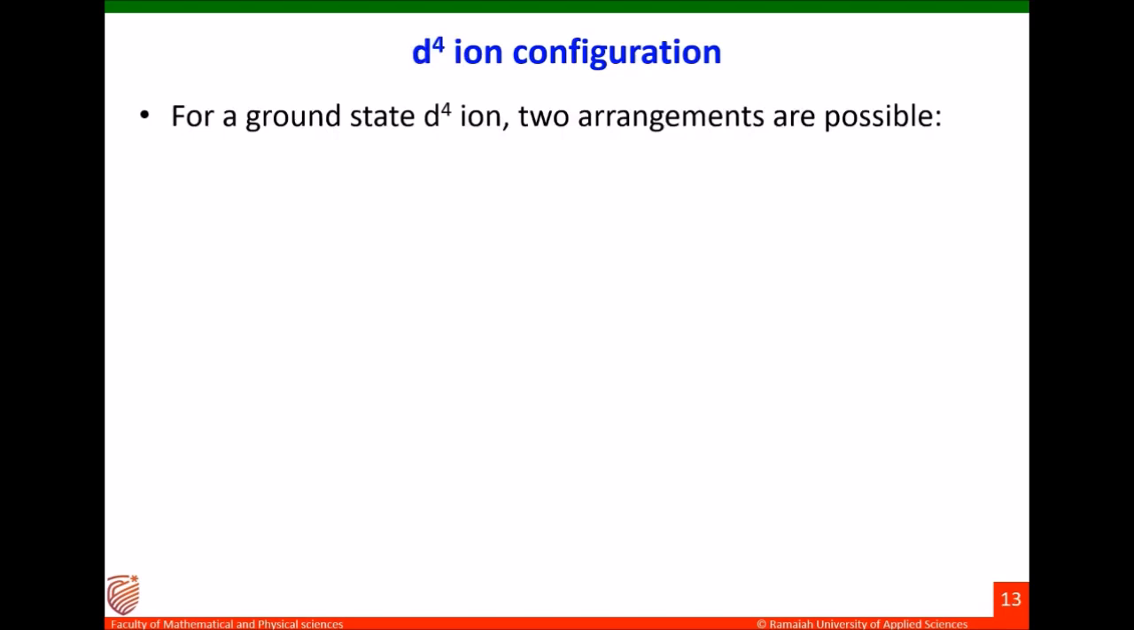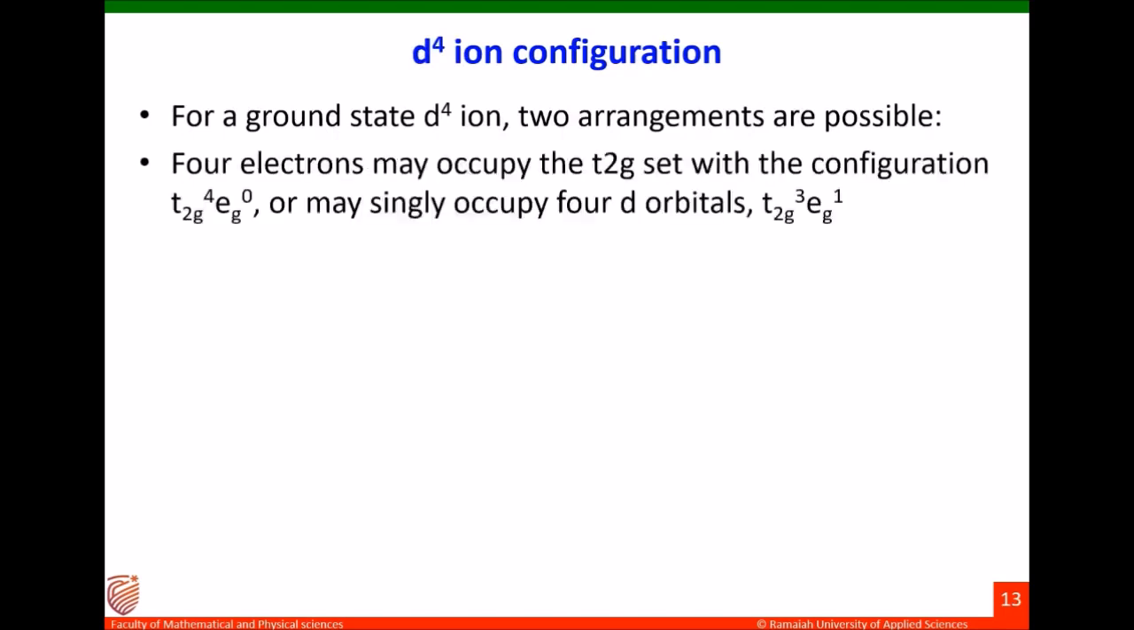In d4 configuration, two types of configurations are possible. One, all the 4 electrons are in T2g, or 3 electrons are in T2g and 1 electron in Eg. So for a ground state d4 electron, 2 arrangements are possible. The 4 electrons may occupy the T2g set with the configuration T2g4, or may simply occupy 4 d orbitals such as T2g3, Eg1, as shown in the figure.